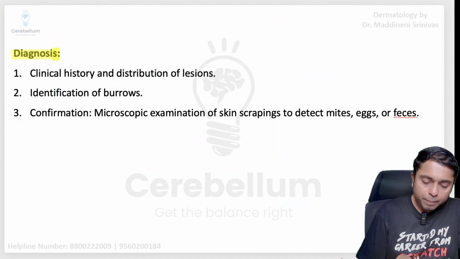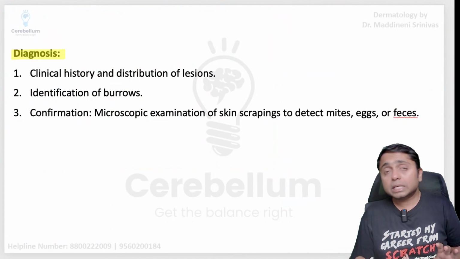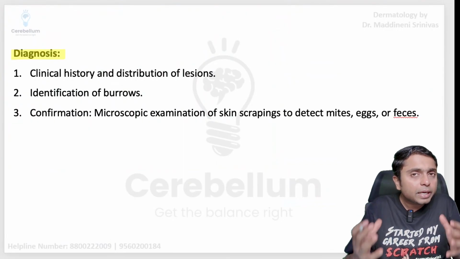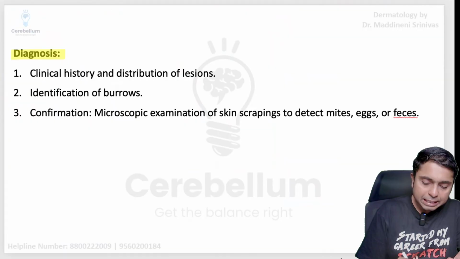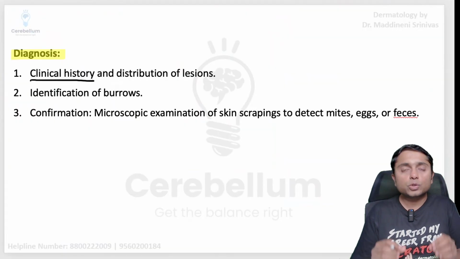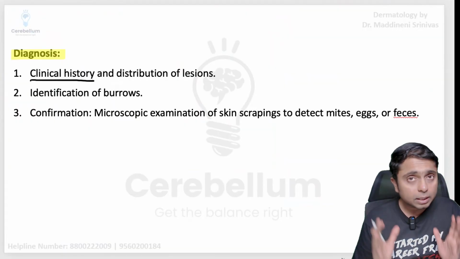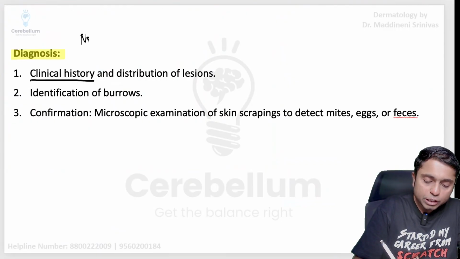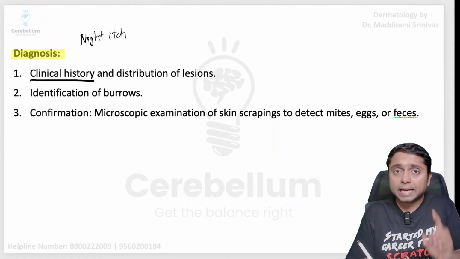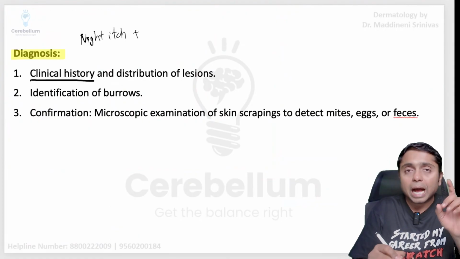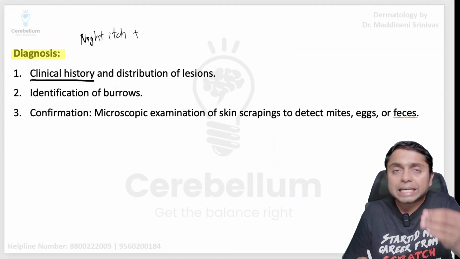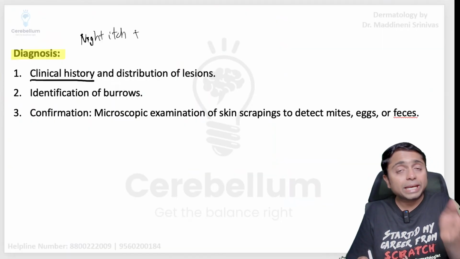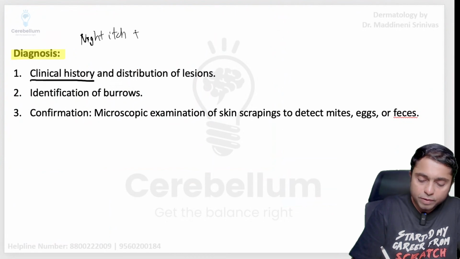So coming to the diagnosis, how to diagnose the condition. It is mainly a clinical diagnosis. Like I have told you, there are two very important points. In the clinical history, there should be a mention of nocturnal itching, that is night itching. And also one more very characteristic finding which you should ask about is a history of similar complaints in the family members or in the contacts. So this is very important.